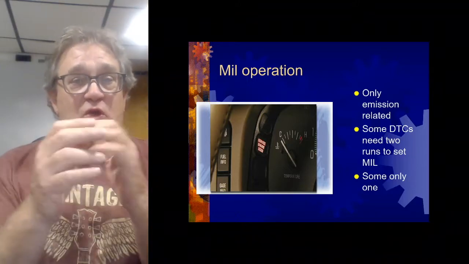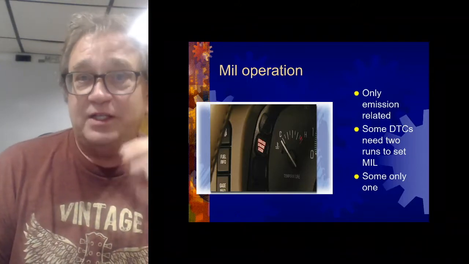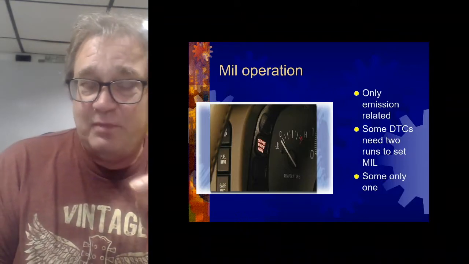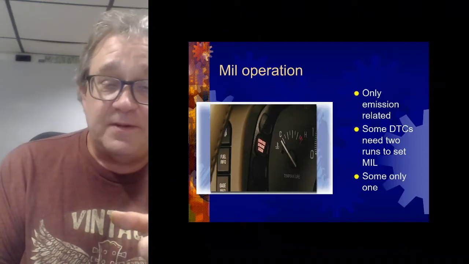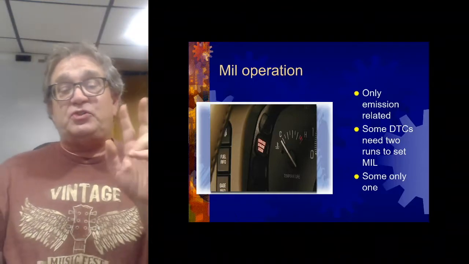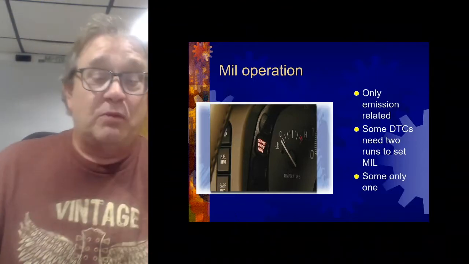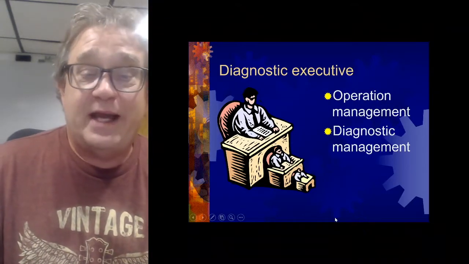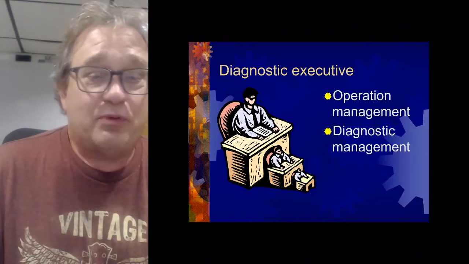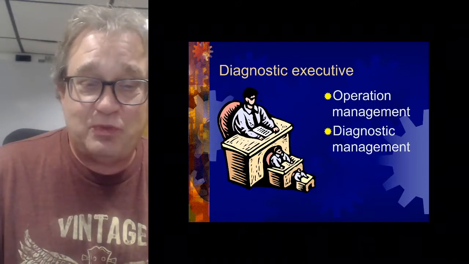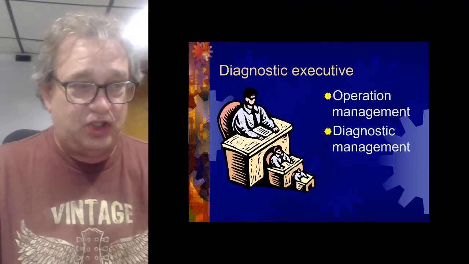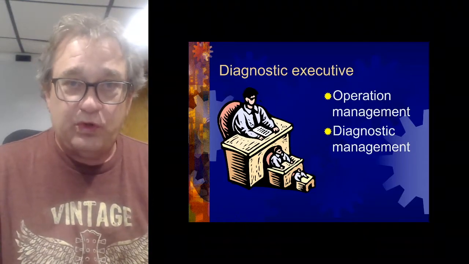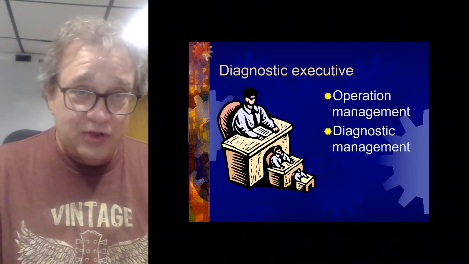Okay, so the only reason why that can come on is due to emissions related. And it's 1.5 times its what? FTP. Now, some DTCs need 2 runs to set the mill, some only 1. Okay, Diagnostic Executive. Operations Management, Diagnostic Management. There is software in there that compiles these lists to decide what order they're done in and when they're done.